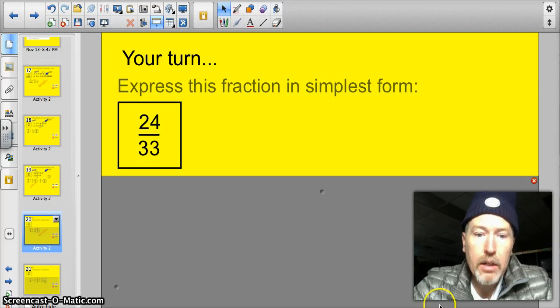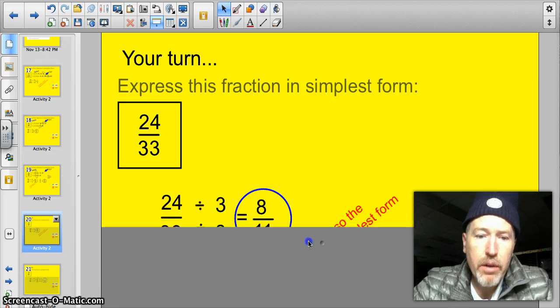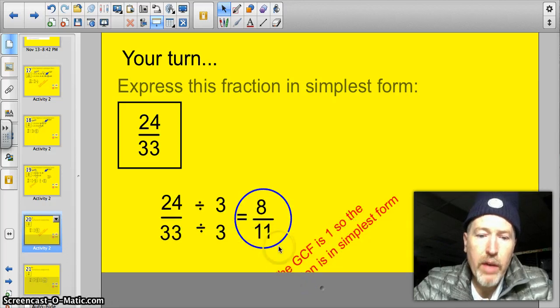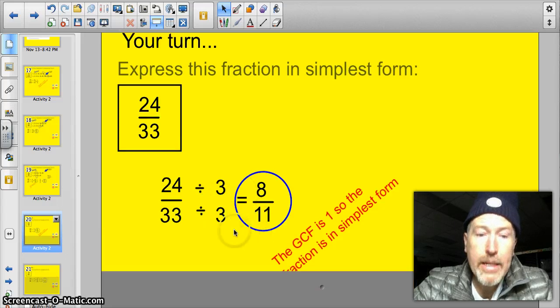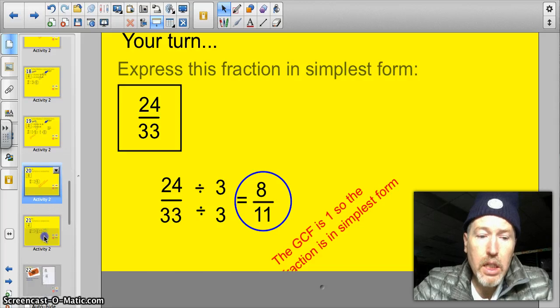I'm back. Let's see how you did. Well, I went 24 divided by 3 and 33 divided by 3, and I got to 8/11. Again, I didn't factor them out that time. I just knew that 3 went into both of them, and I started that way. And once I got to 8/11, I realized that I was in simplest form. So sweet!